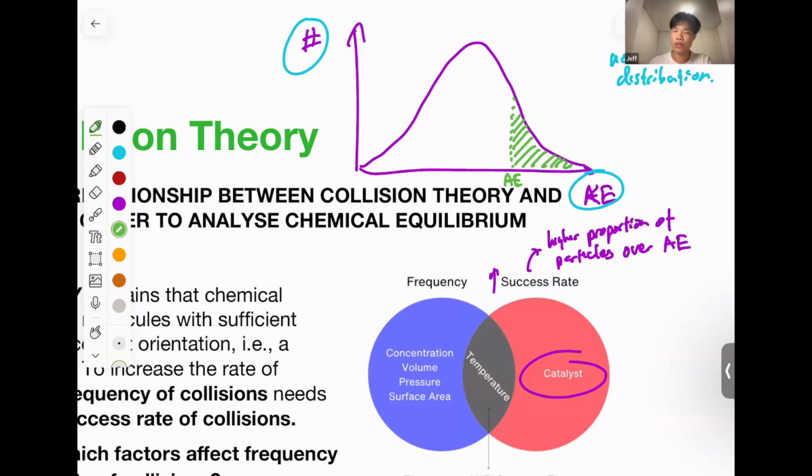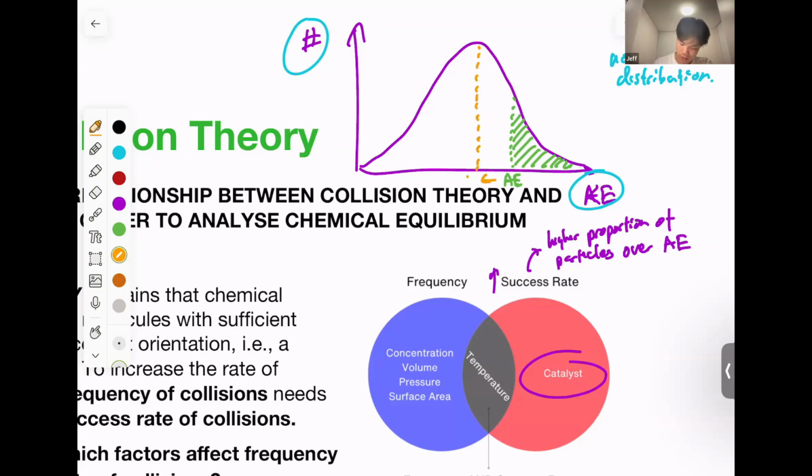So what happens when we add a catalyst to the system? How does that push more particles over activation energy? It moves the curve to the right. Almost. Say that one in a minute's time. A catalyst. What does a catalyst do? It makes activation energy lower. Good. So the activation energy is what changes when you add a catalyst.